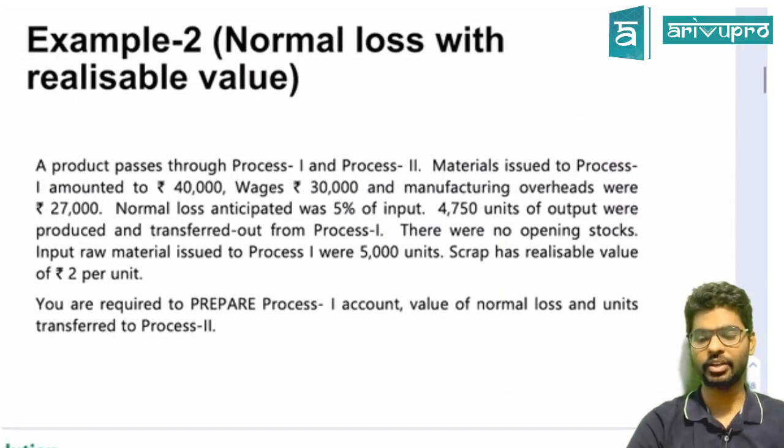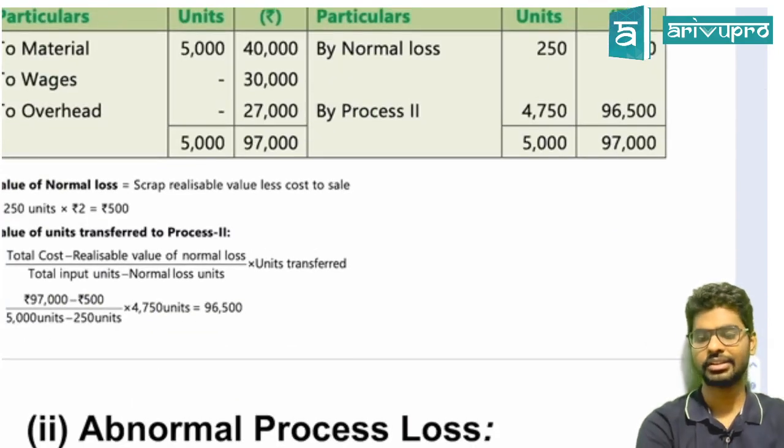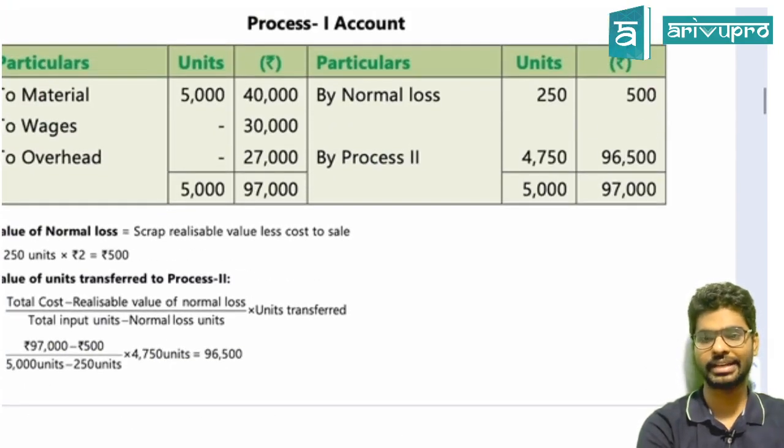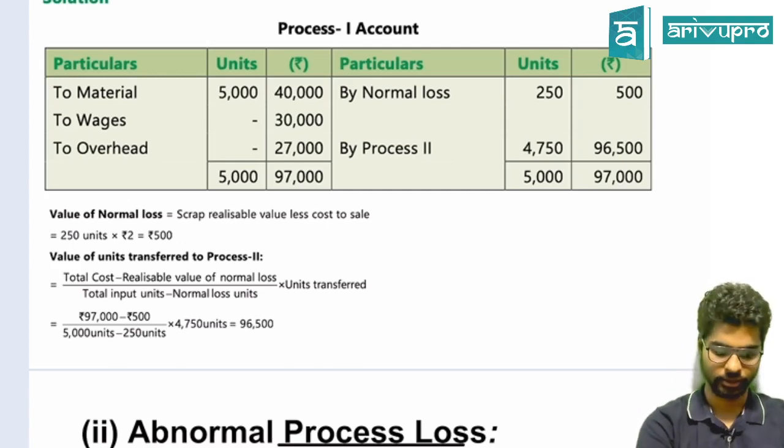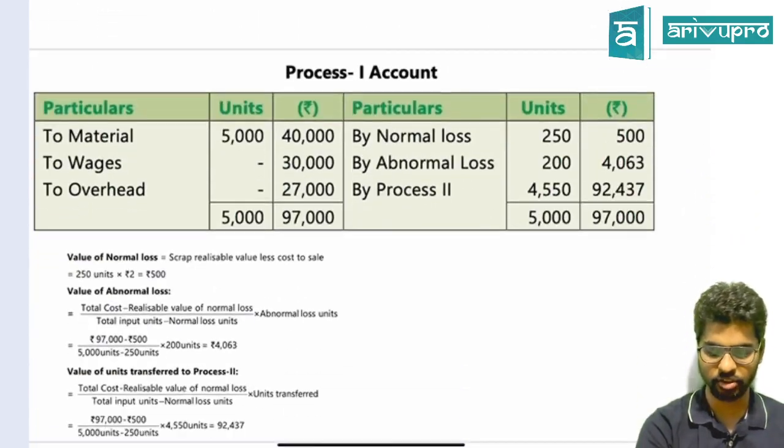With scrap value, what do we do? I first fill up the scrap value column, 500. So the balance amount, whatever is there, 96,500, becomes the cost of the 4750 units. Any doubt in these two? Guys, clear?